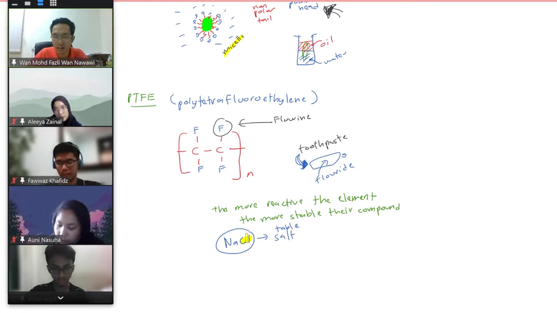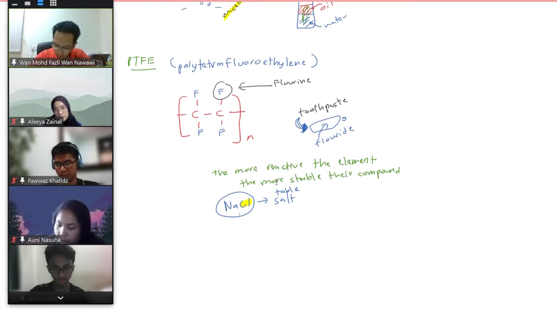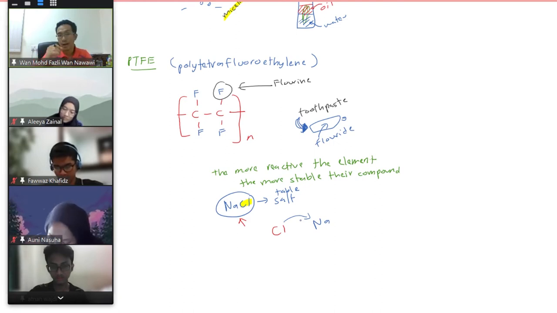The reason for that is that when I say something is reactive, it means it has a large amount of energy. For example, you have chlorine and then you have sodium here. In order for chlorine and sodium to combine with each other, a large amount of energy is released for them to combine. So the resulting compound, sodium chloride, is so stable because the equivalent energy must be put in in order to break them apart.